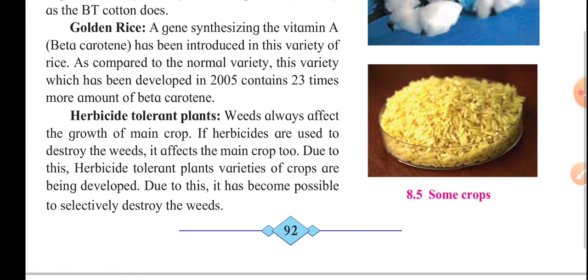Herbicide tolerant plants. Weeds always affect the growth of a main crop. If herbicides are used to destroy the weeds, it affects the main crop too. Due to this, herbicide tolerant plant varieties of crops are being developed. Due to this, it has become possible to selectively destroy the weeds.